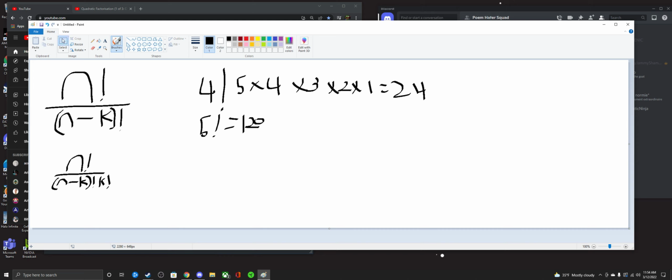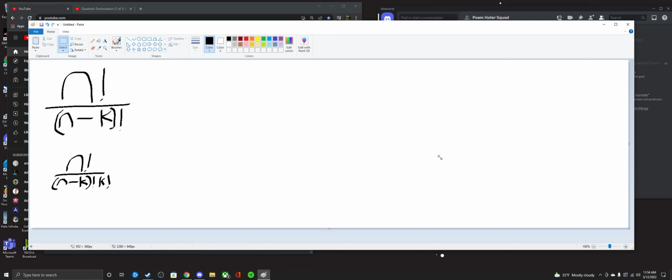Now, let me erase this. I have two equations here for different things. So the top one is permutations, and the bottom one is combinations. And essentially what these do is they show you how many combinations or ways you can order something when you're not replacing it. So if I had a deck of cards, 52 cards, and I took one out, that would then make it 51 cards, and then I took another one out, that'd make it 50 cards. That's why we use the factorial.